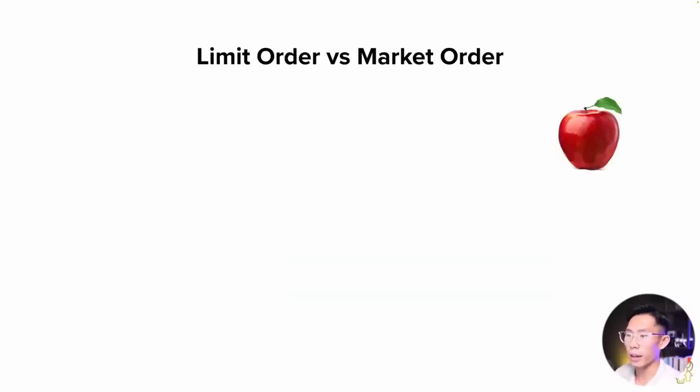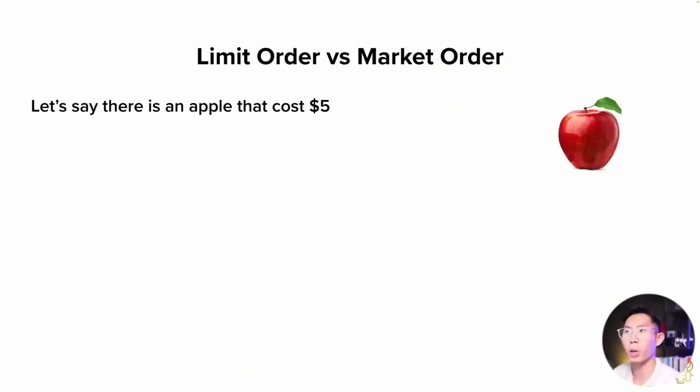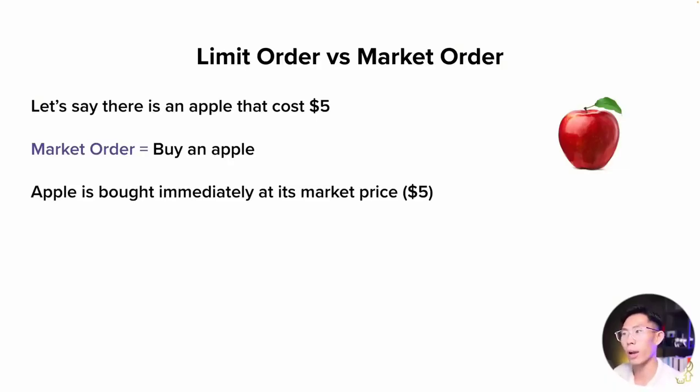Now, let's say there is an apple that costs $5, and this is just to help you understand the difference between a limit order and a market order. So the apple costs $5. A market order is you buy the apple right now at $5. You don't care what the price is, you just buy. Okay, that's a market order. You execute at the current market price.